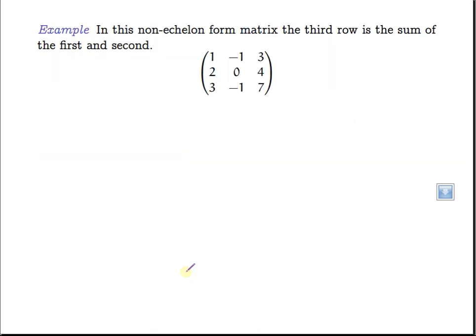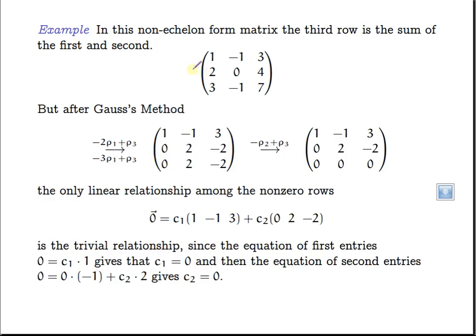So here let's show a particular example. In this non-echelon form matrix, the third row is the sum of the first and second. You can verify that. But after Gauss's method, there's no way to make the sum of these two rows be equal to 0, because as I mentioned, if your linear combination includes this row and has non-zero coefficient, then the first entry in your result will also be non-zero.